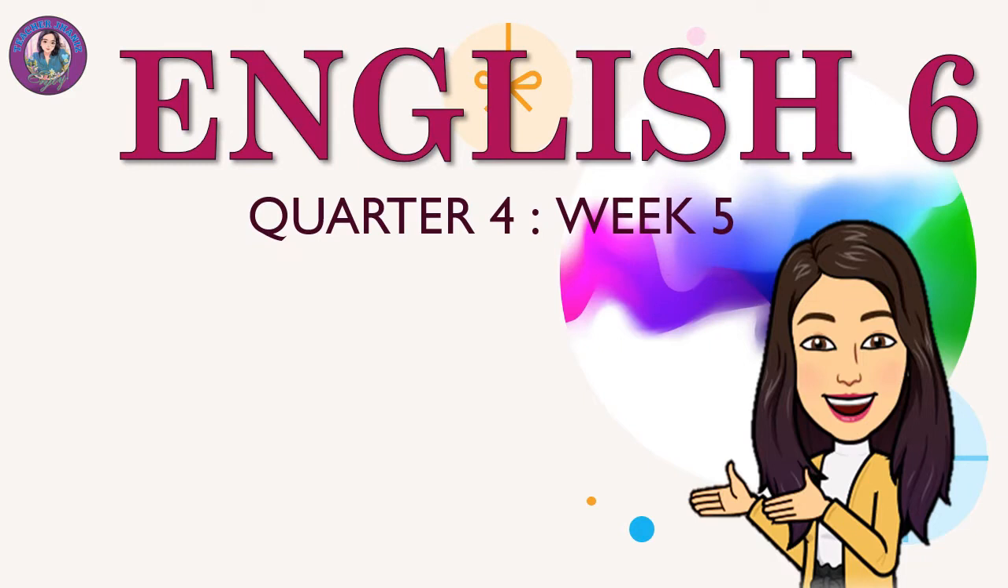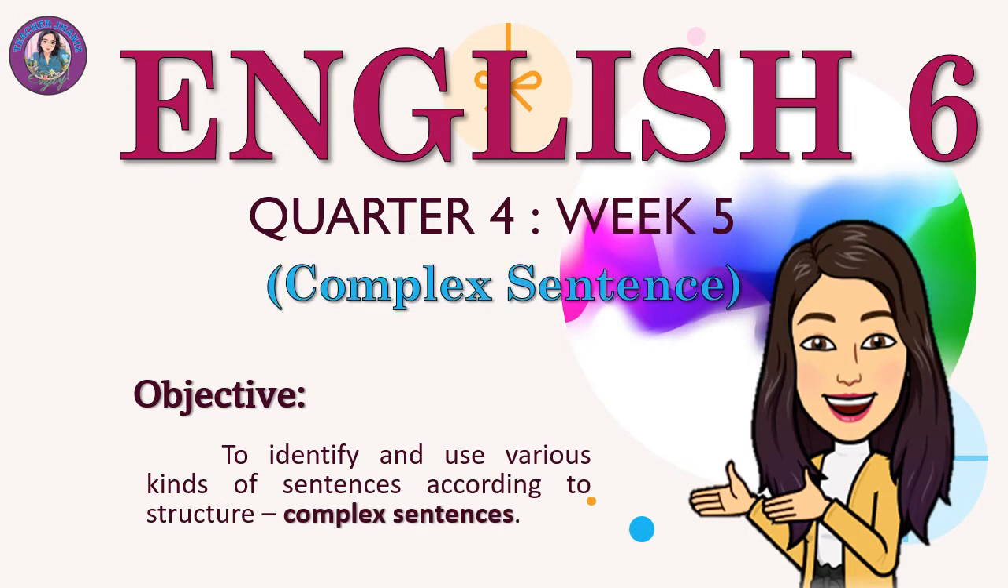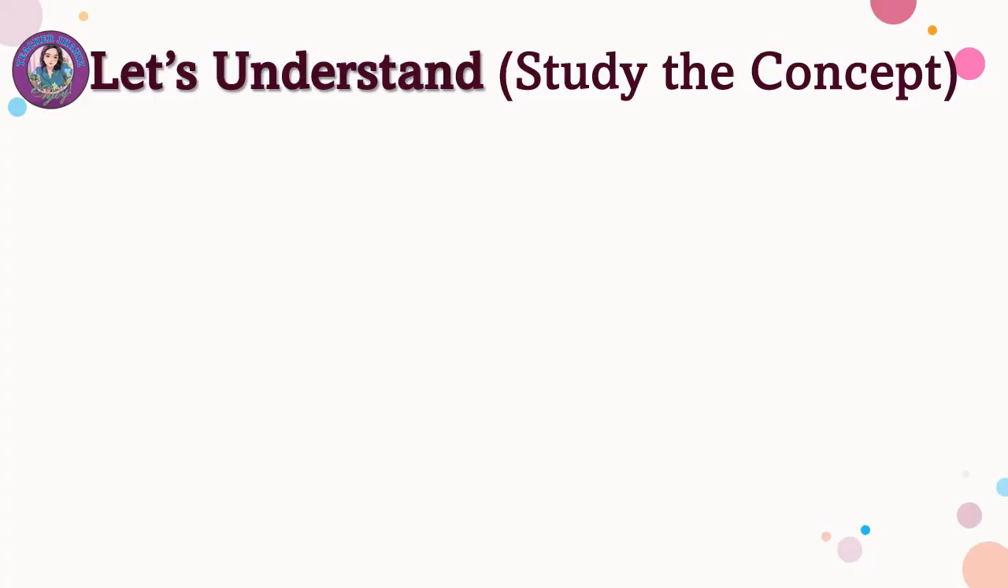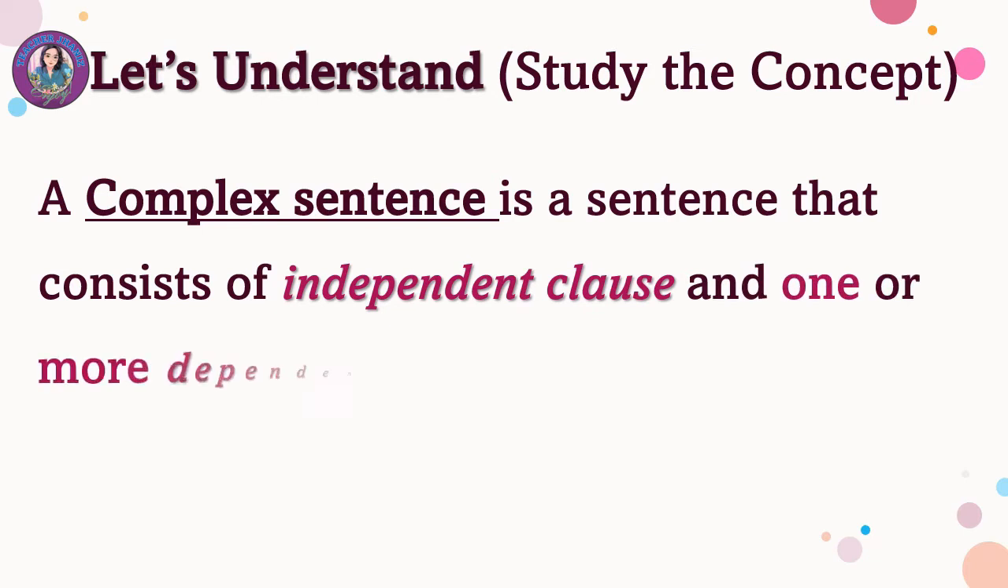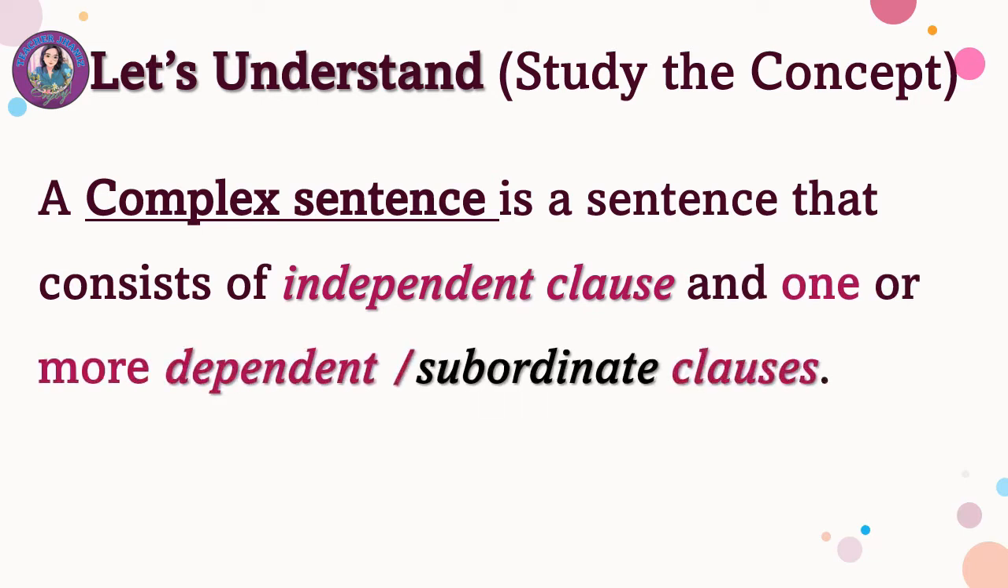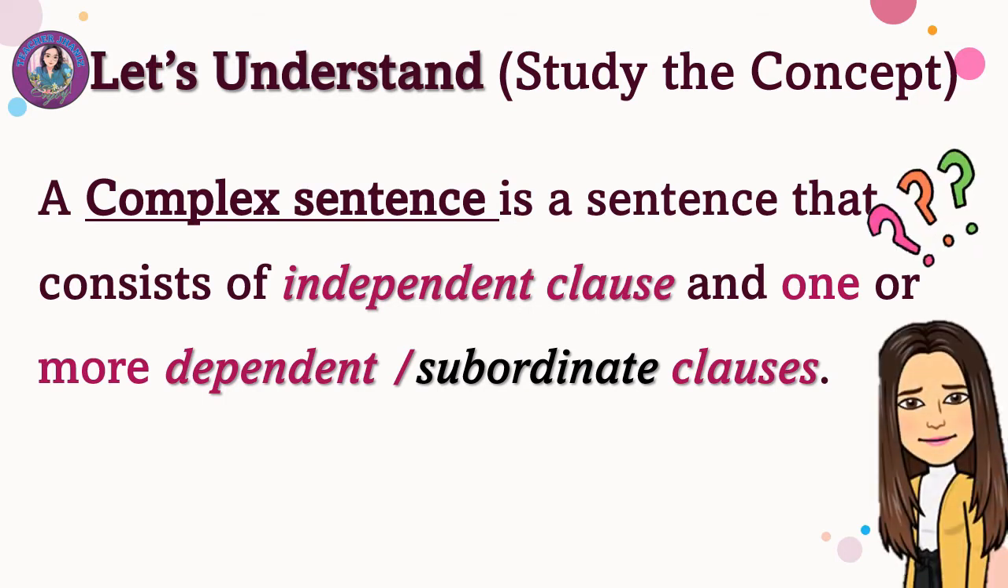At the end of this lesson, you should be able to identify and use various kinds of sentences according to structure or complex sentences. A complex sentence is a sentence that consists of an independent clause and one or more dependent or subordinate clauses. But wait, what is an independent clause and a dependent clause?